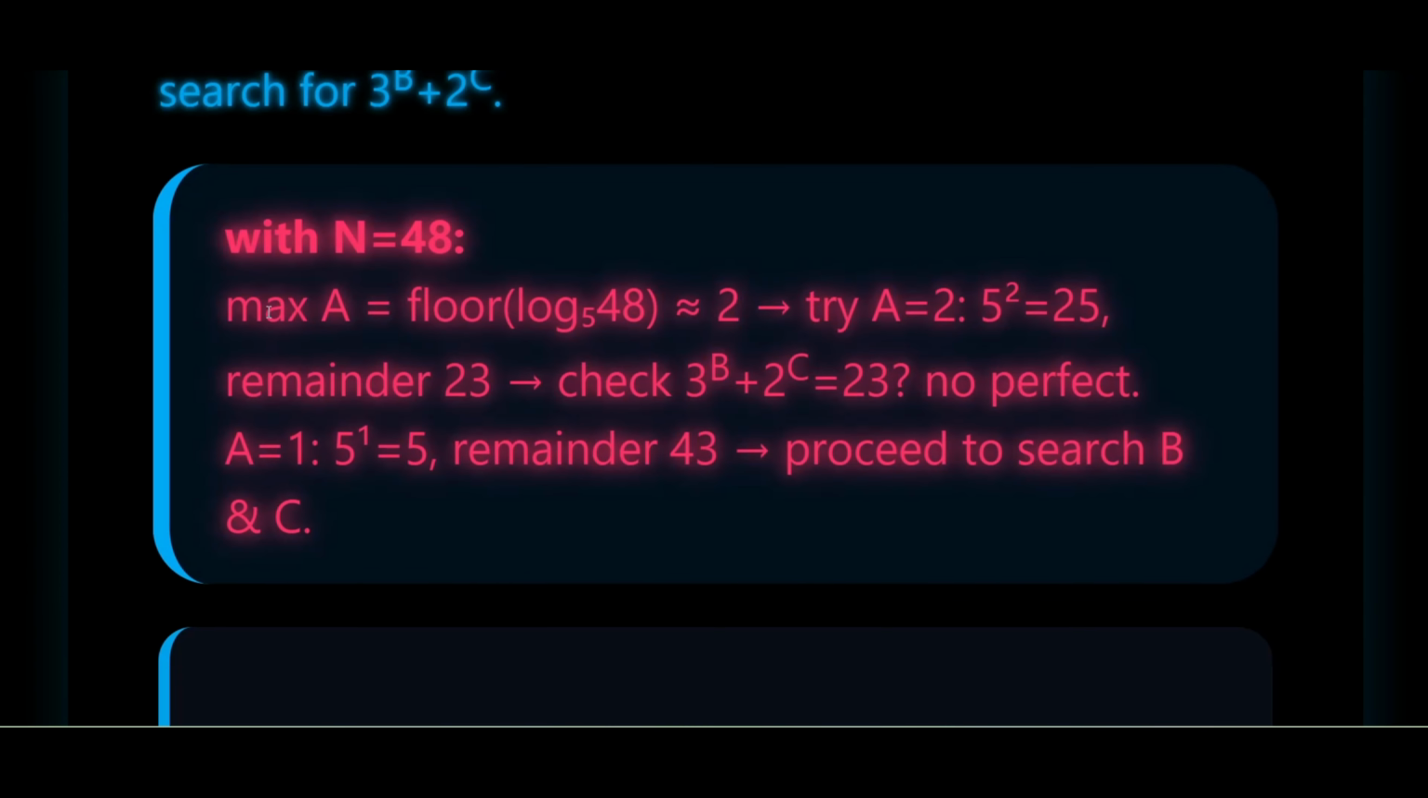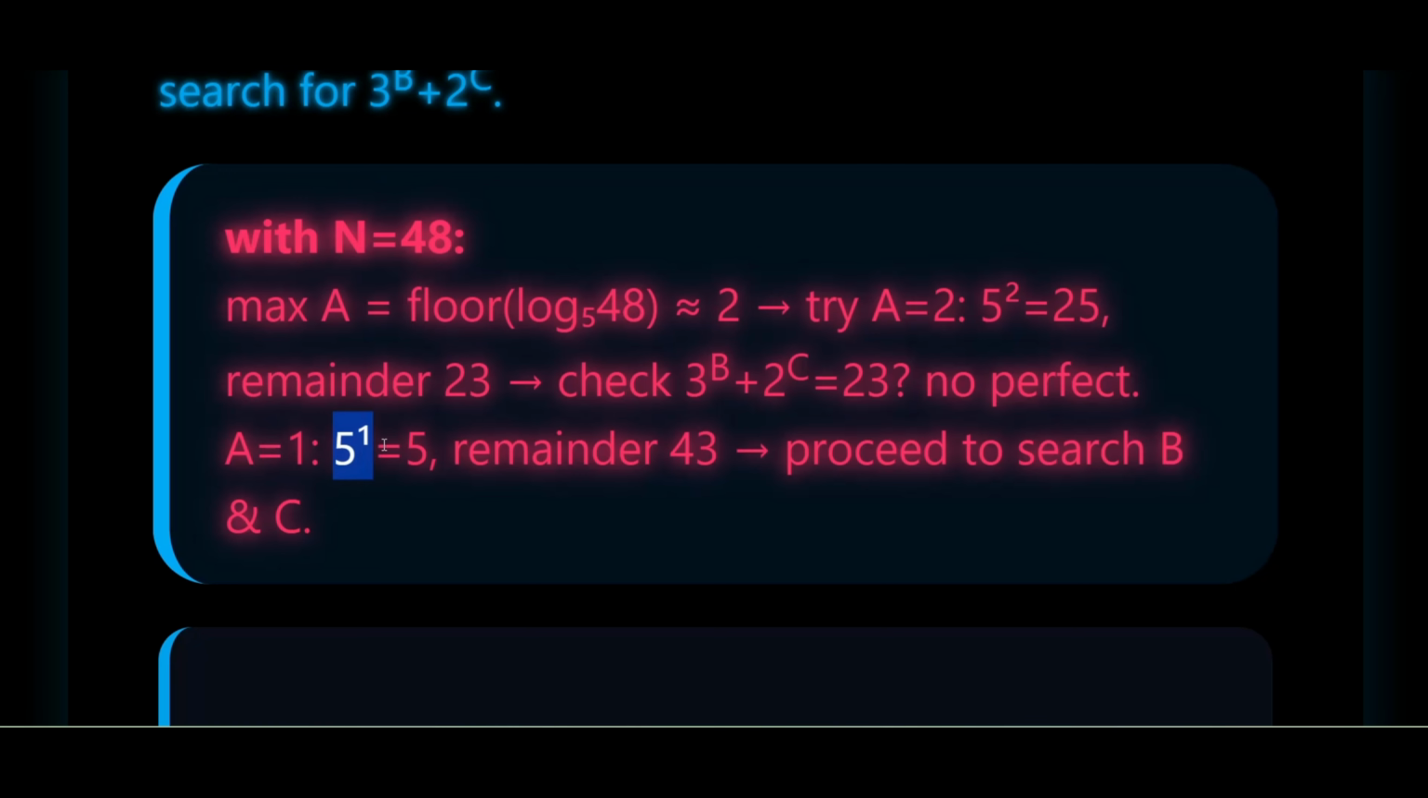How the algorithm basically iterates is log base 5 of 48, and we get the number 2, we floor it, and then we try to plug in 2, and we are getting 25. Our remainder is then 23 if we subtract it from 48. Then we try to check if 23 can be represented as 3 to the power b plus 2 to the power c. If we don't find any perfect sum, we go back and we take a as 1.